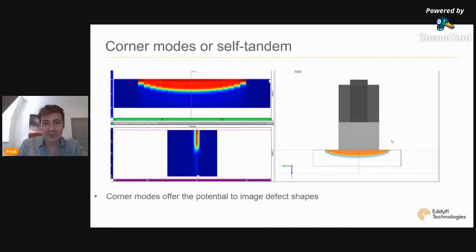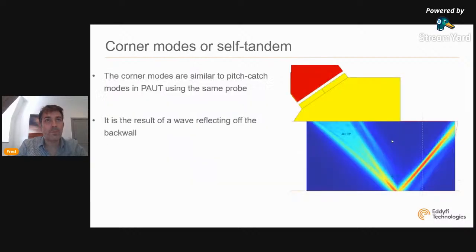But there are things to check, to make sure we do this properly. Typically, a corner mode is very similar to a pitch-catch mode with TFM, with PAUT, using the same probe. We have a direct path right here, a reflected path right here.